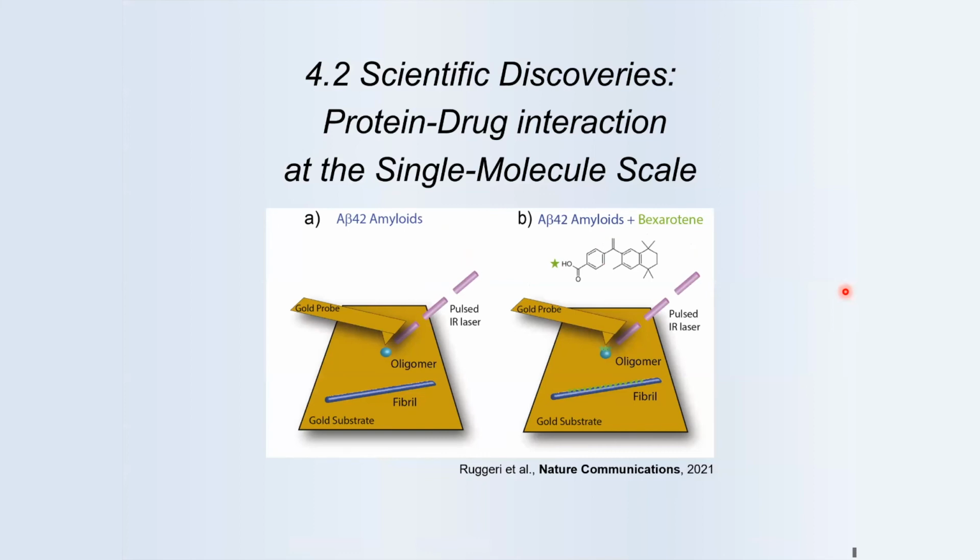Finally, in the last couple of minutes, I will also show you how having this capability to characterize not only morphology, but also chemical properties at the nanoscale can be used to study molecular interactions, for instance, between these amyloid aggregates and a small molecule that can prevent Alzheimer's disease models in living organisms.